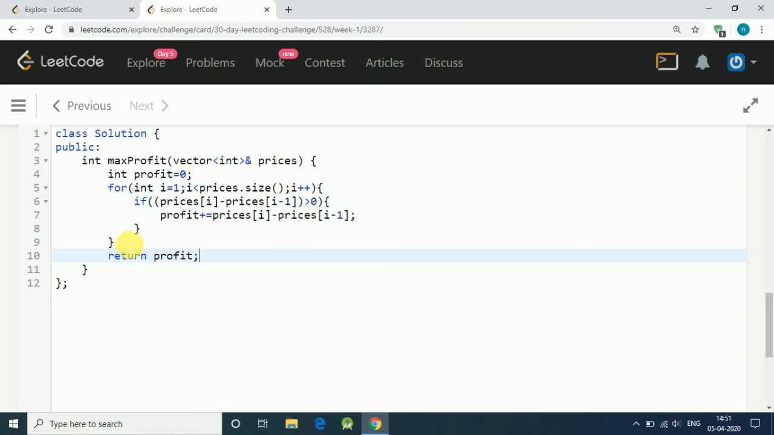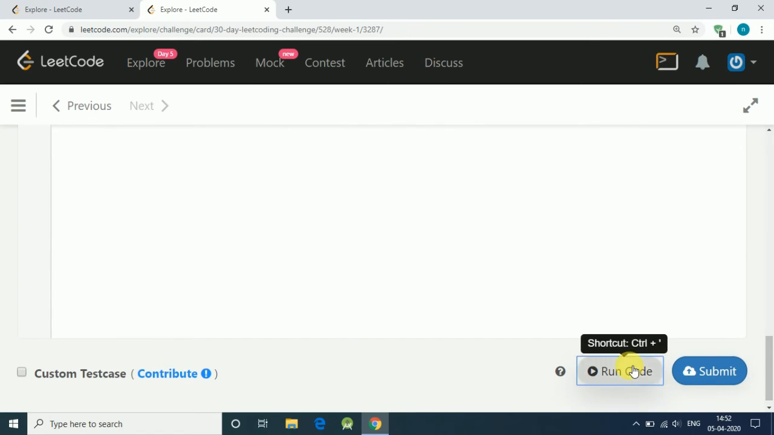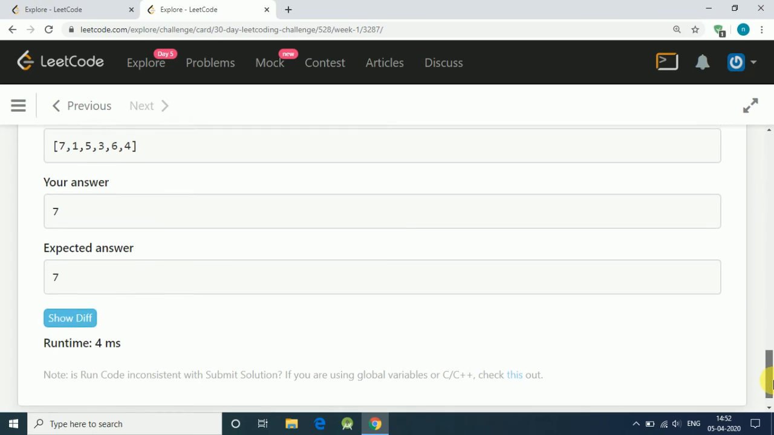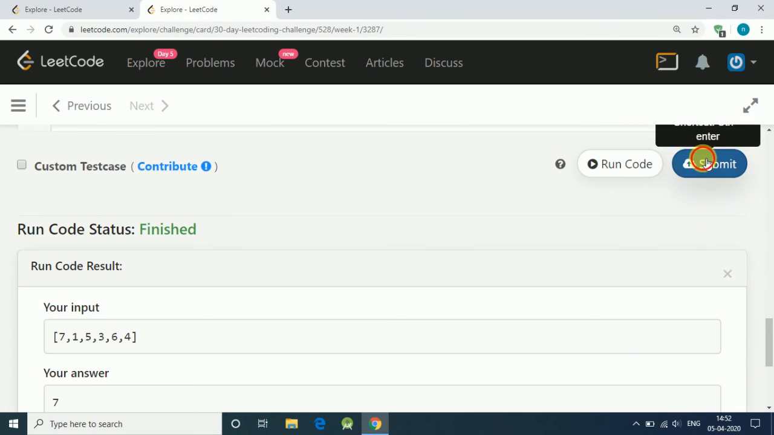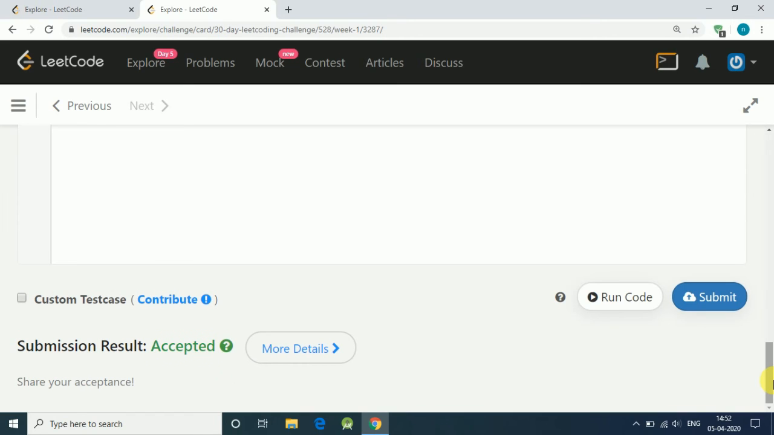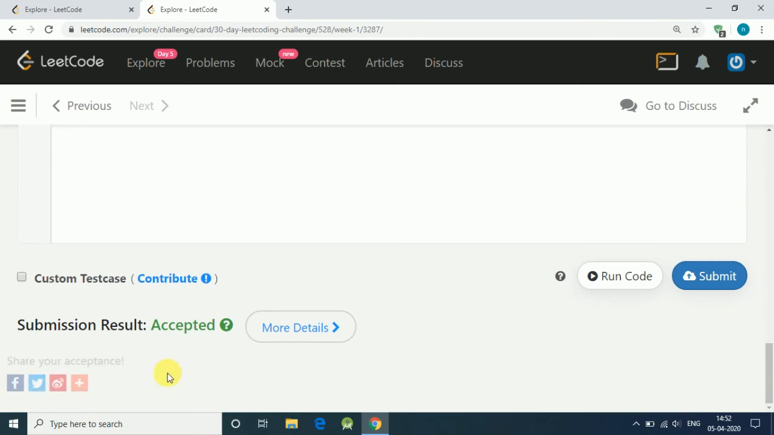That's it. It's a very simple solution. We just get a difference, and it is working. We get the sample correct. Let's submit our code. It's accepted. Great thing. Check more details.